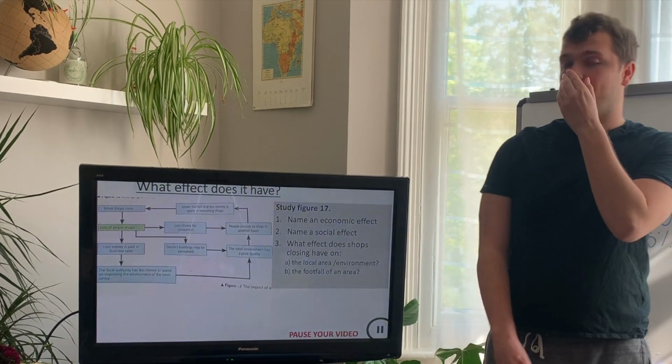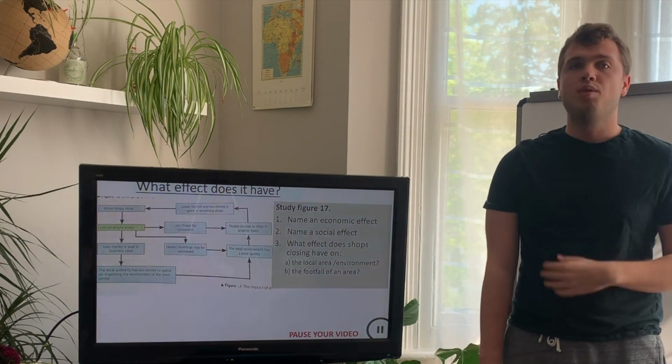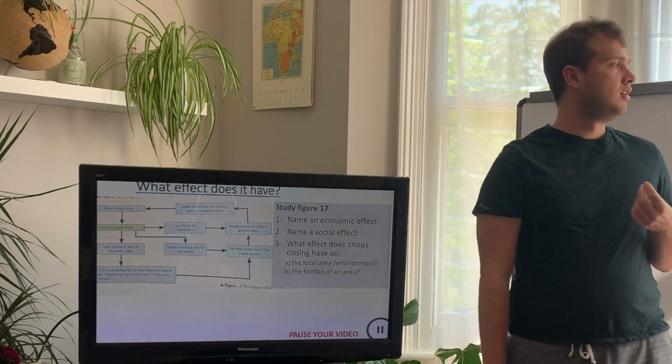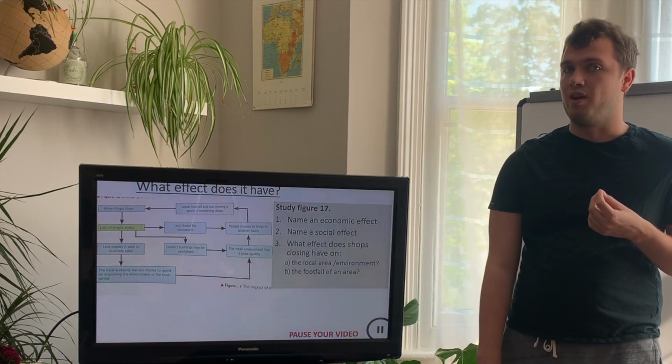So what I want us to have a think about next are the effects. So what are the problems with high streets closing down? There is a fly flying around here. I hope that's not too annoying for you, it's annoying me.